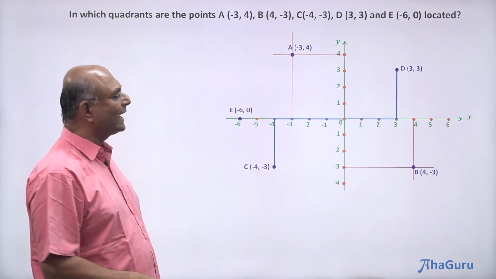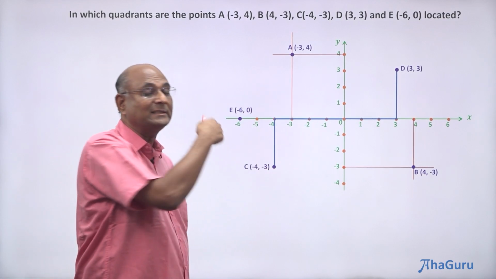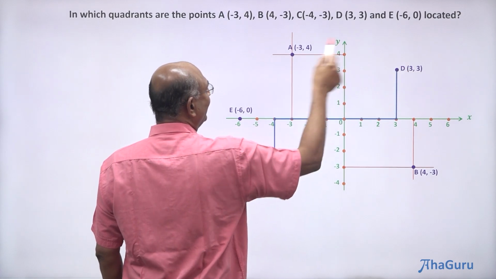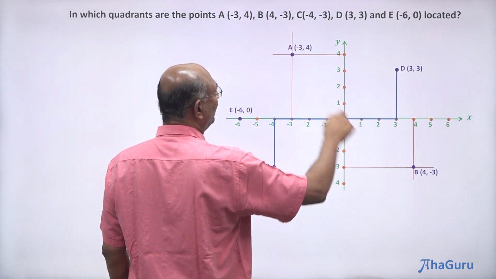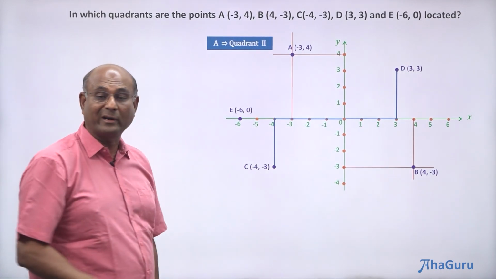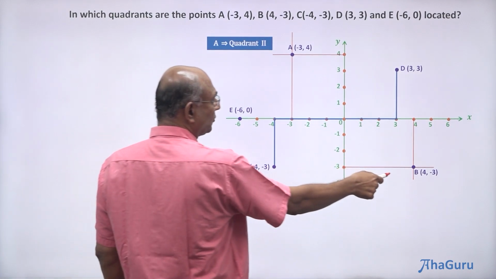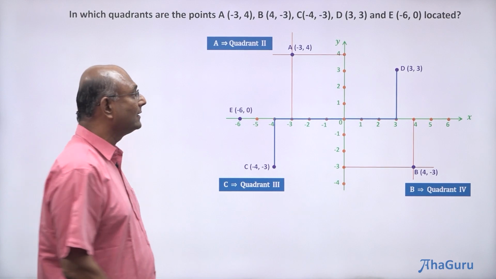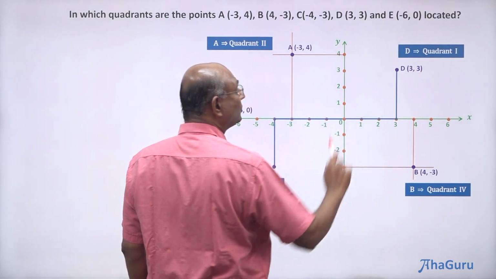Let us now look at which quadrants these points are located in. Well, that was quadrant 1, quadrant 2, quadrant 3, quadrant 4. So A is located in quadrant 2. B is located in quadrant 4. C is located in quadrant 3. D is located in quadrant 1.